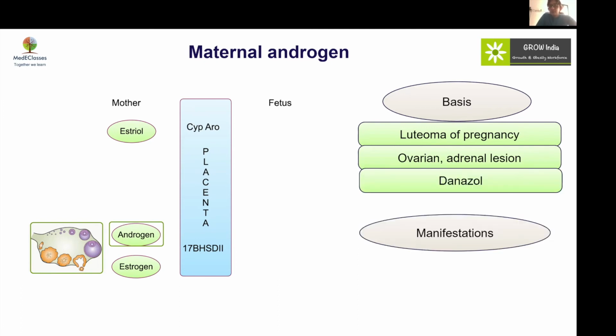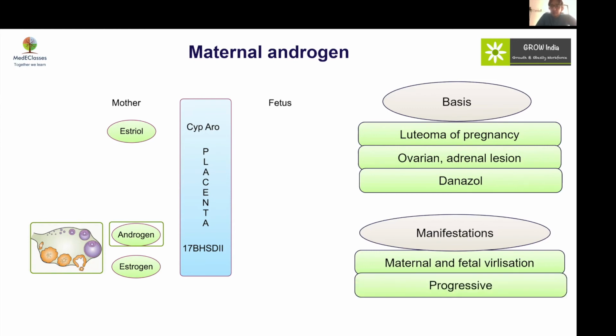Danazol, of course, is known to cause female genital virilization, and there is a typical history of both maternal virilization as well as fetal virilization. So this is again a differential diagnosis to aromatase deficiency, and it is generally a progressive virilization, and depending on the androgen exposure, the extent of virilization is seen in the fetus.